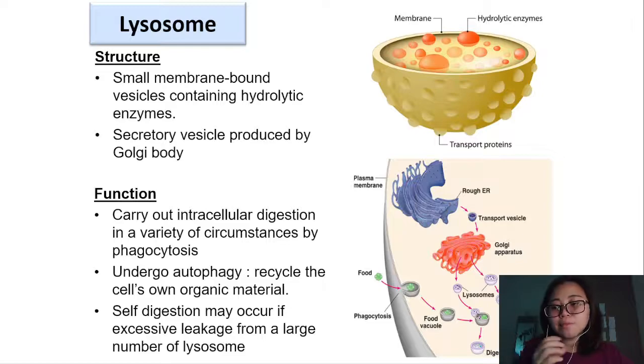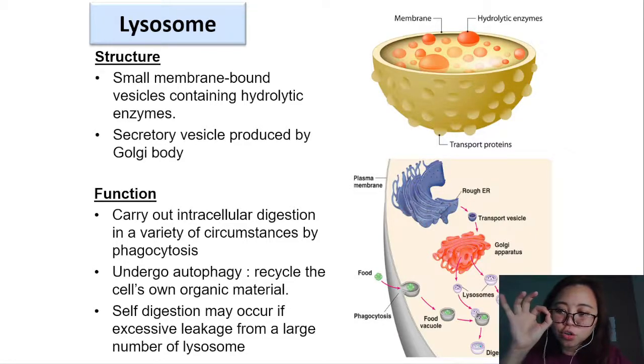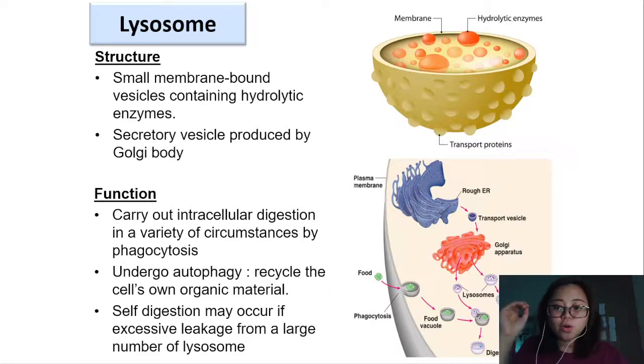Contoh, dalam sel badan saya ada mitokondria yang tidak berfungsi sudah. Okay, it's old mitochondria, it's not functioning properly. So my cell will take that mitochondria, use the enzyme from the lysosome, and digest the old mitochondria. Self-digestion can also occur if you have excessive leakage from a large number of lysosomes. Okay, you can also use the lysosome for self-digestion. Or it can happen accidentally.